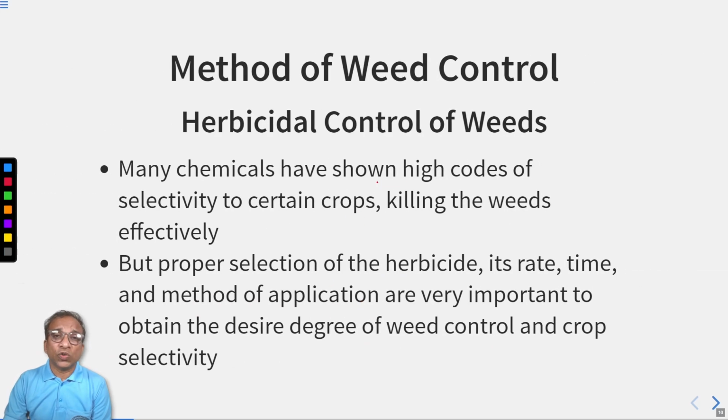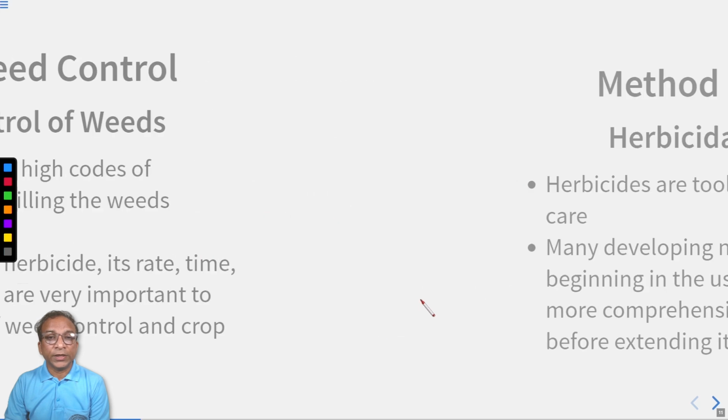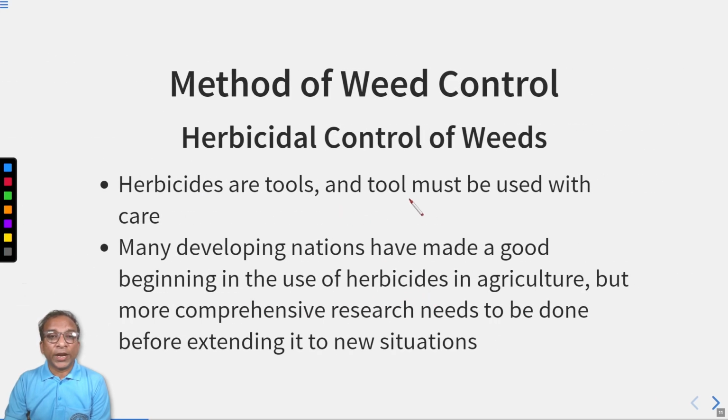Many chemicals have shown high degrees of selectivity in certain crops, killing the weeds effectively, but proper selection of herbicides. So this, we have already completed. Herbicides are a tool, and a tool must be used with care. Many developing nations have made a good beginning in the use of herbicides in agriculture.